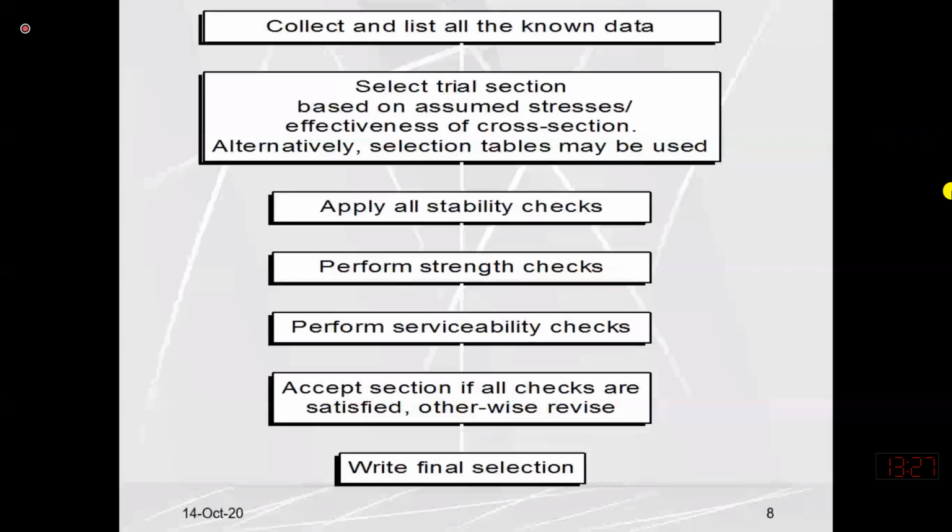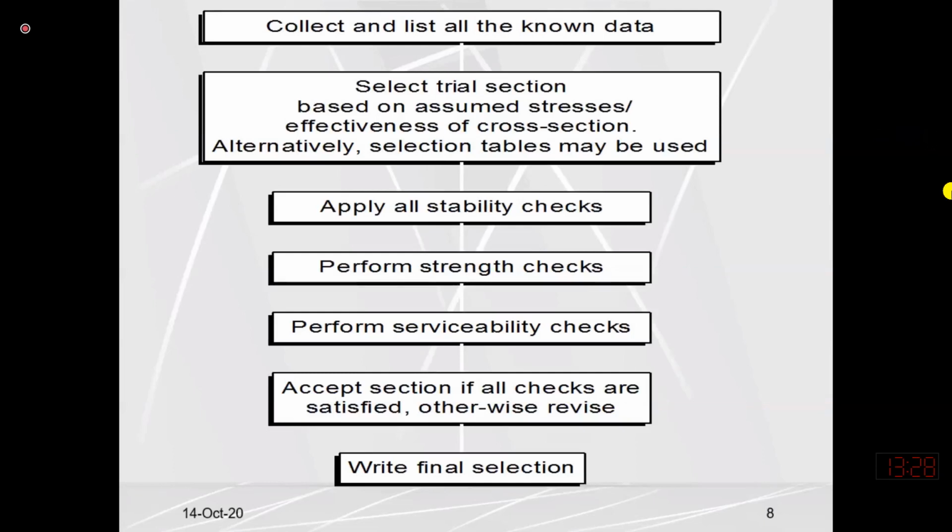So collect and list all known data. Known data means that we have the architectural drawing, so we know the length of the beam. Next is the spacing of the columns where this beam is being used, because from this information we can estimate the dead load or the live load. We can convert the live and dead load into a UDL on the beam. We must know the occupancy type of the building.